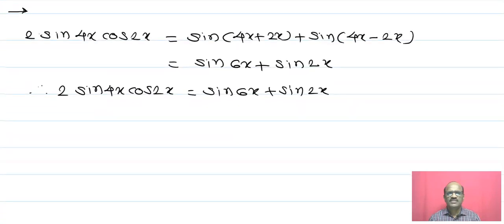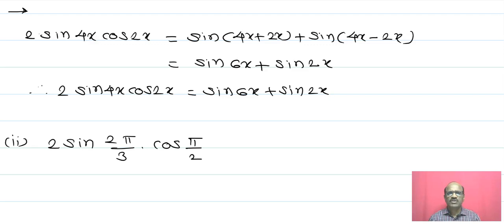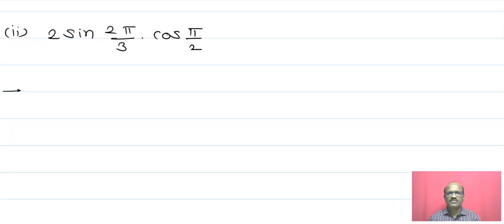Now, the next is two times sin of 2 pi by 3 and cos of pi by 2. And a doubt there: cos of pi by 2 means cos 90, and cos 90 is 0, but how they take the angle I can't understand.